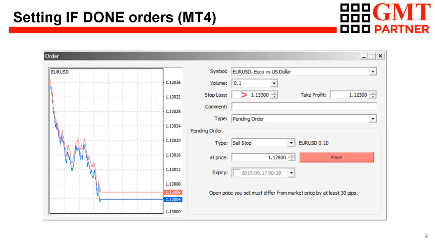Then, place a stop loss order at the 1.1330 level to limit potential losses, and a take profit order at the 1.1230 level to secure potential profit. After placing a bundle consisting of 3 orders and receiving a confirmation, the corresponding information will appear in the terminal window. The following slide demonstrates how this operation is executed in the MT4 trading platform.